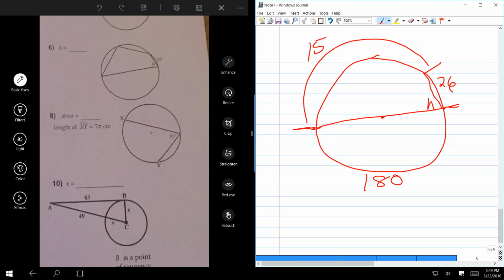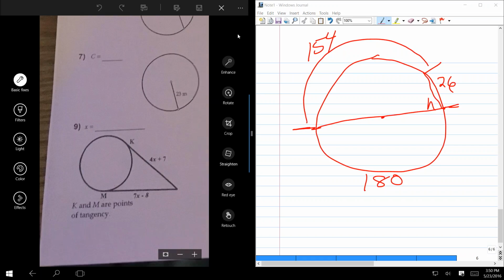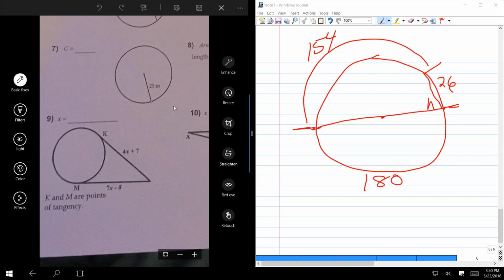Now what is h? Because h is what intercepts that measured arc. That would be 77. Very, very typical of a geometry problem. You have to figure out this first, then you have to figure out this, then you have to figure out that. So three steps is very common. There's even a problem in here that has four steps to it. I don't know what number 7's doing in here. What's 7?